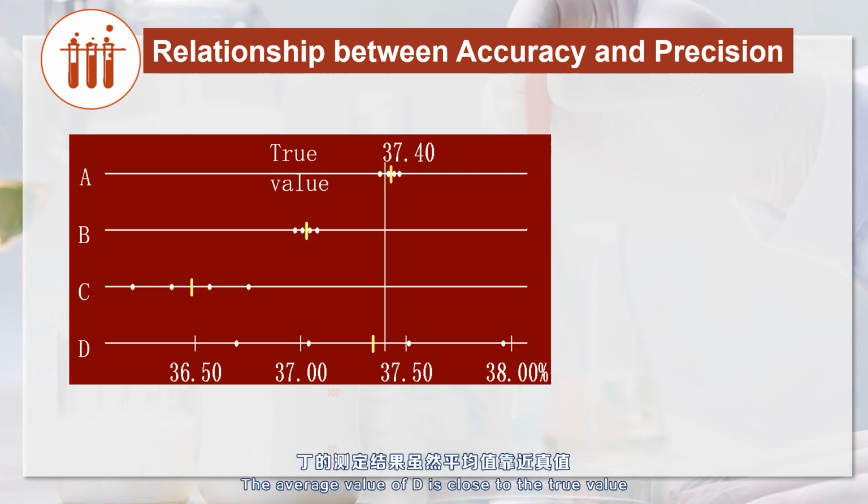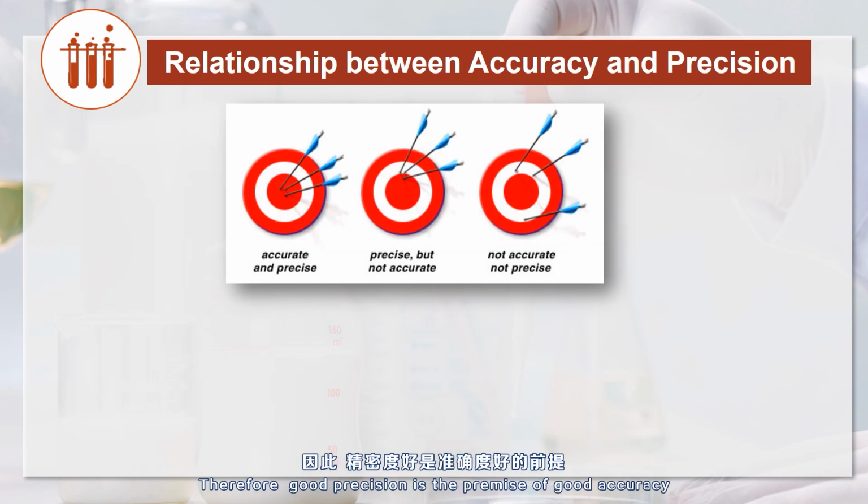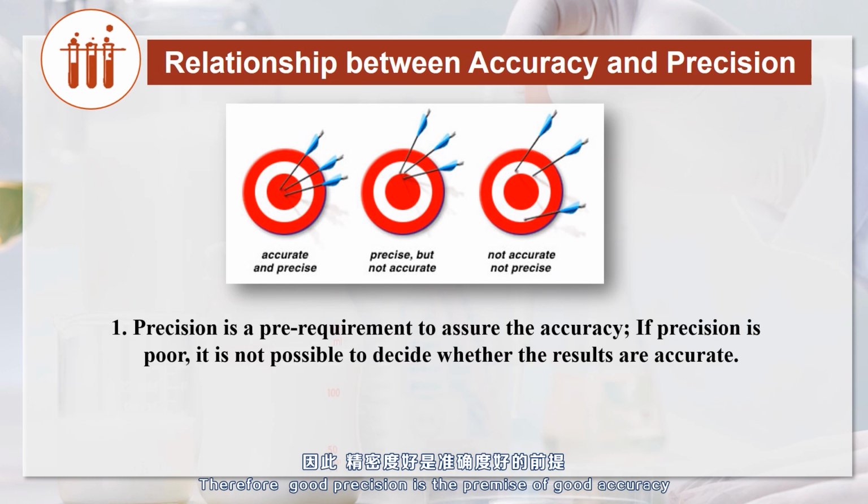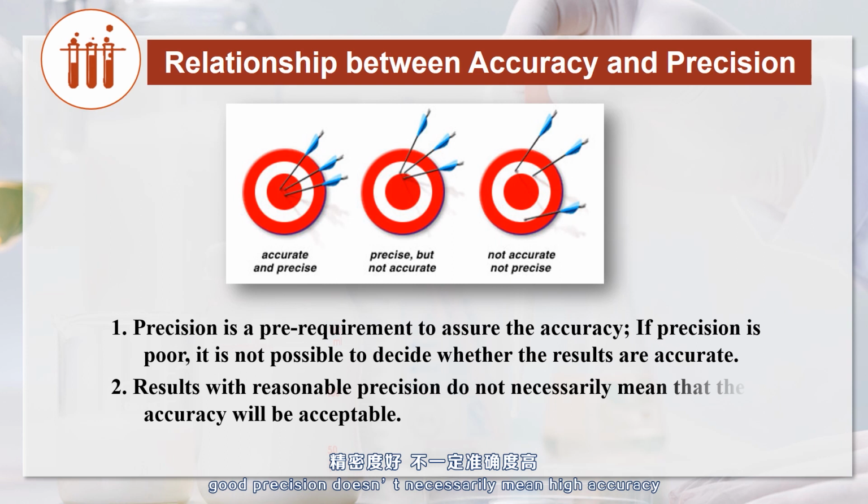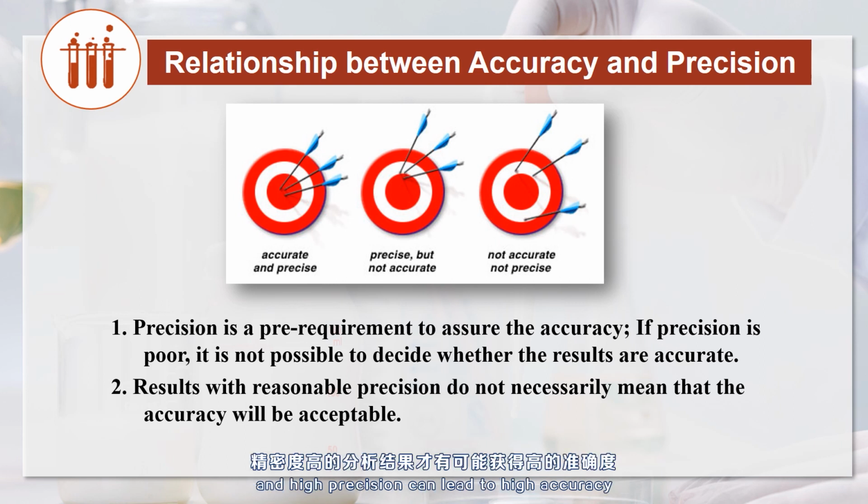The average value of D is close to the true value, but the precision of the measurement is very poor, so it can only be taken as a coincidence. Therefore, good precision is the premise of good accuracy. Good precision doesn't necessarily mean high accuracy. High accuracy must be armed with good precision. Precision is a prerequisite for ensuring accuracy, and high precision can lead to high accuracy.